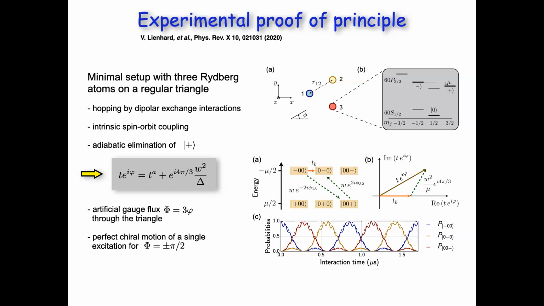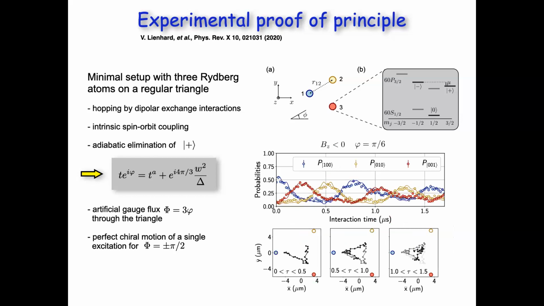So the excitation in blue will hop to the red side, to the yellow side, back to the blue, to the red, the yellow, and it doesn't disperse because we have chosen our flux at pi over 2. And this is the experiment. So we have a lot of SPAM error because we have to excite everything into the Rydberg state. So we don't start at 1, but one nicely sees the oscillations. The blue atom hops to the red side, to yellow, to the blue, and runs around in a perfect circle.